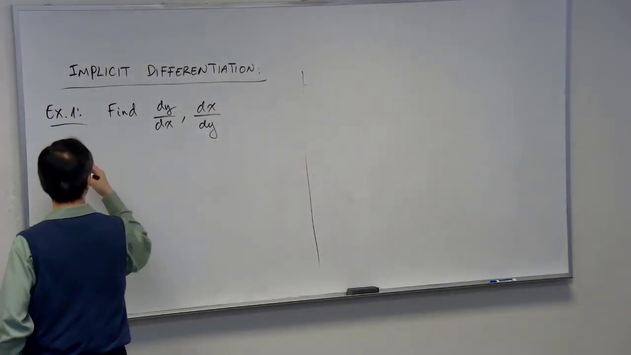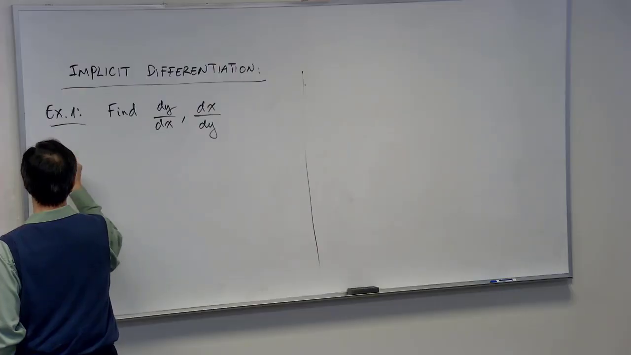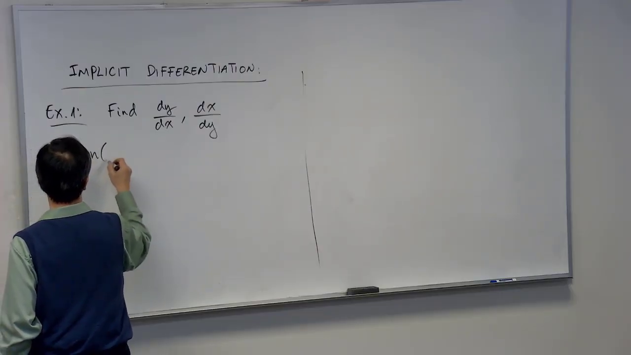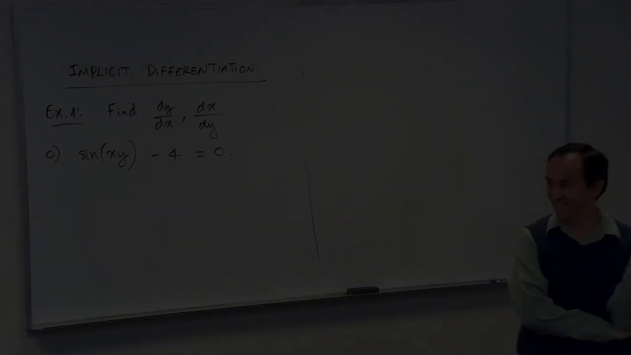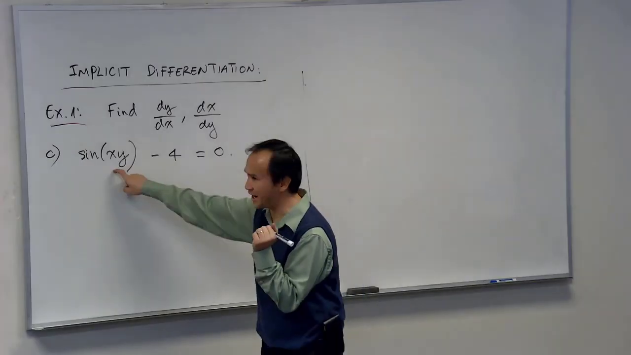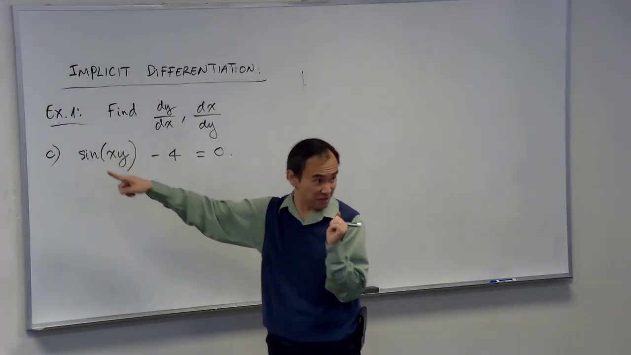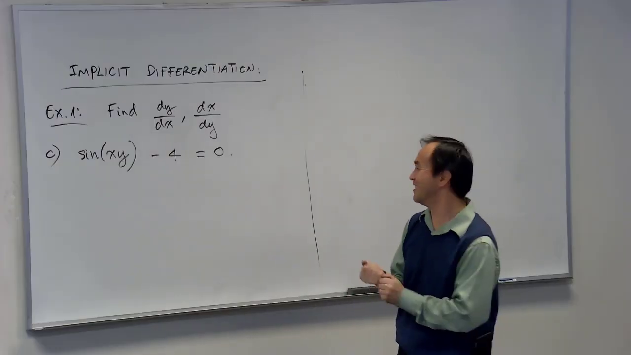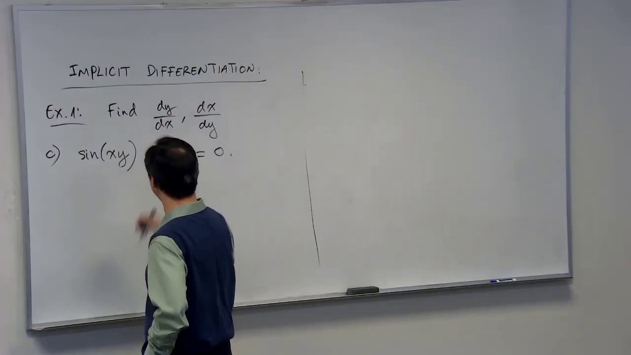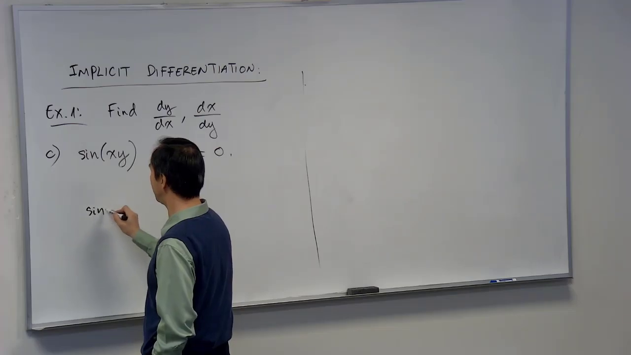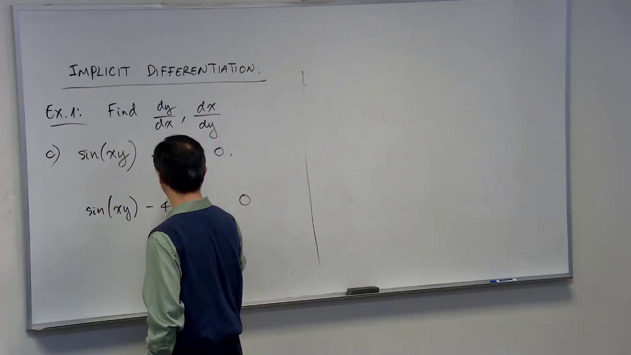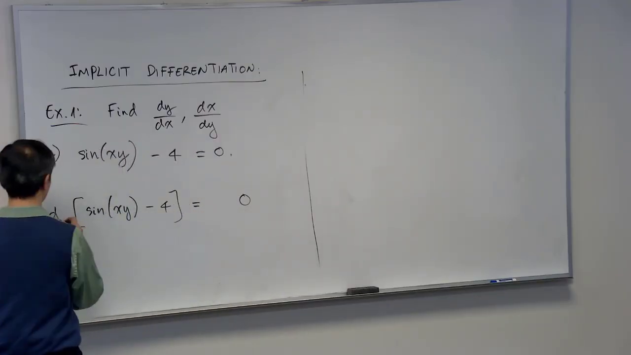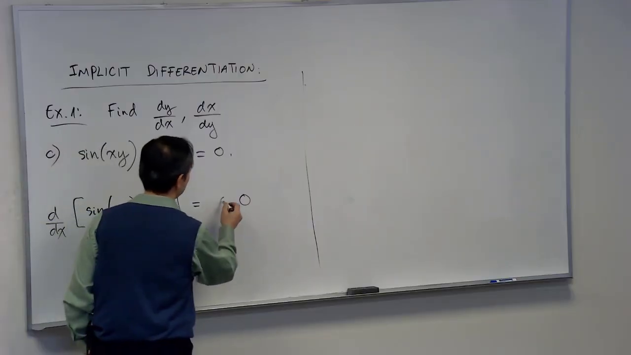All right. So let me bring in one more example just to find the dx dy or the dy dx actually. So now sine of xy minus 4 equals 0. So we got the product of x and y, right, inside of our sine function, inside of our trig function. You know what I'm saying? All right, so here's the thing. So let's find the dy dx first. Sine of xy, right, minus 4 equals 0. I am going to differentiate both sides with respect to x.